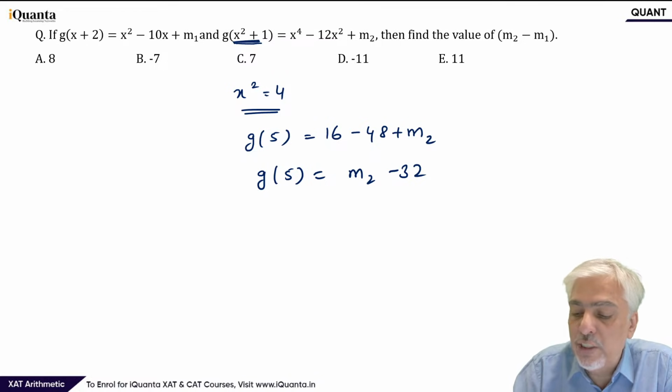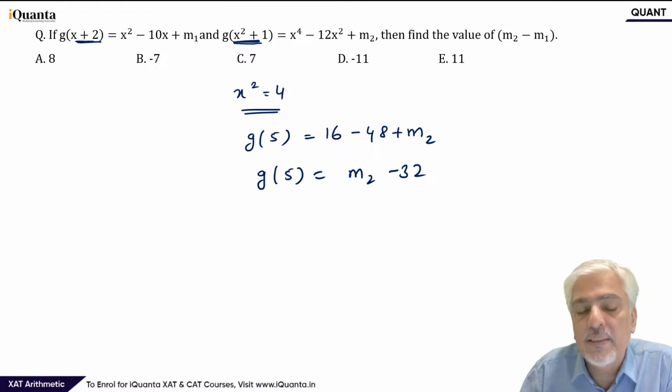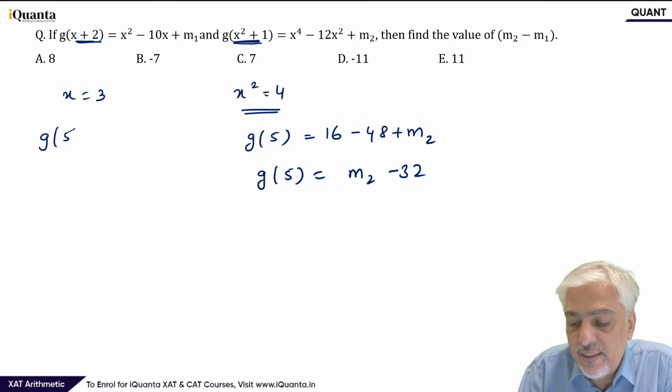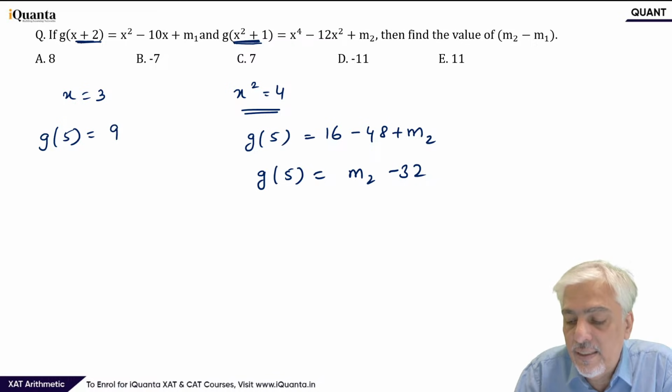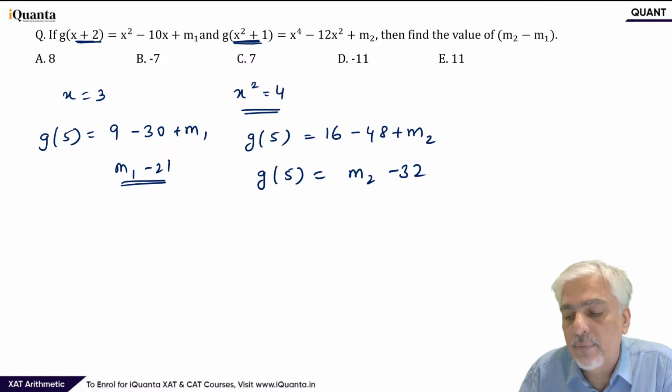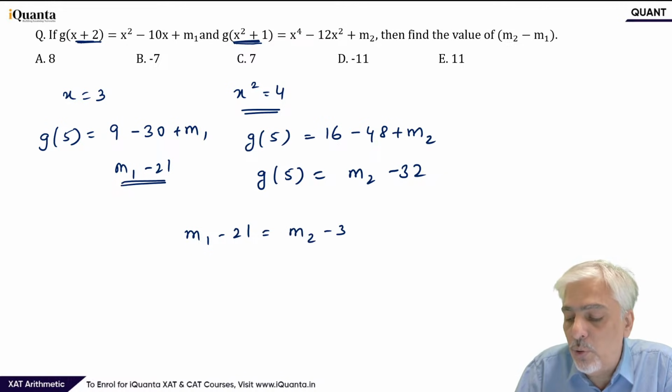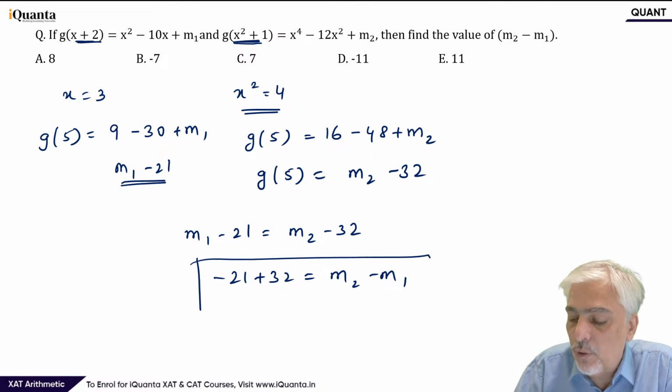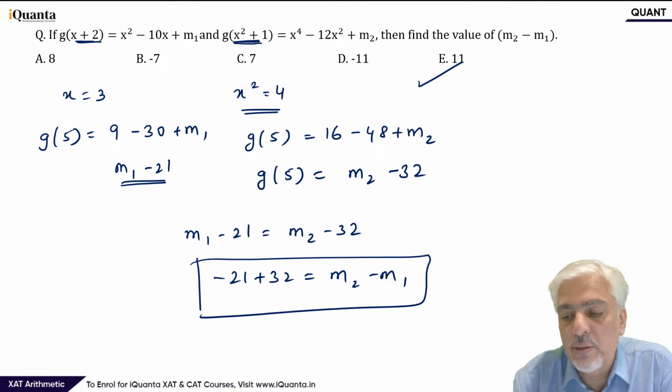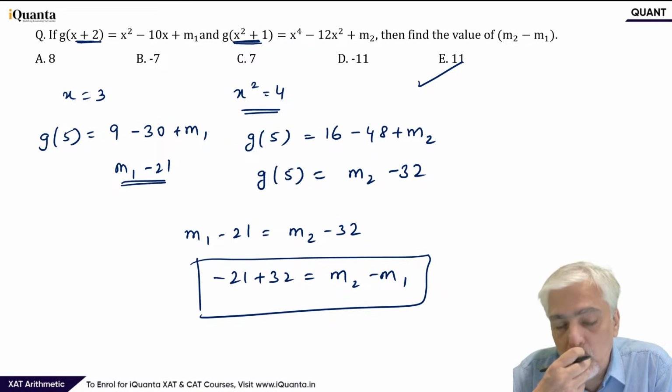Now I want g of 5 there also, here also, so I have to use x as 3. So I'll get g of 5 is 9 minus 30 plus m1. So I'll get m1 minus 21 and just equate them. m1 minus 21 is m2 minus 32. Minus 21 plus 32 is equal to m2 minus m1. You get your answer, 11. So that was not the only number you have to use. You could use any other number also.